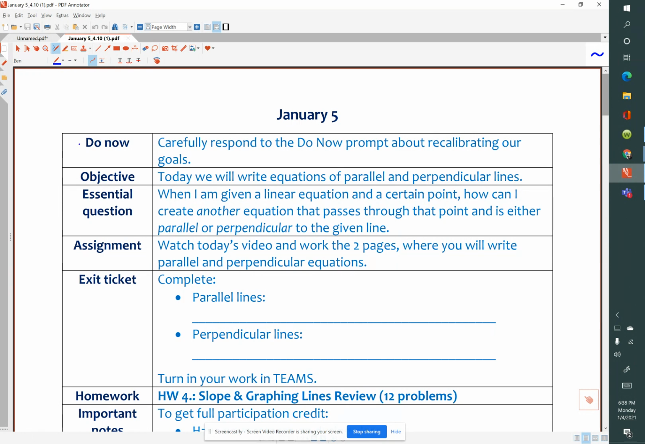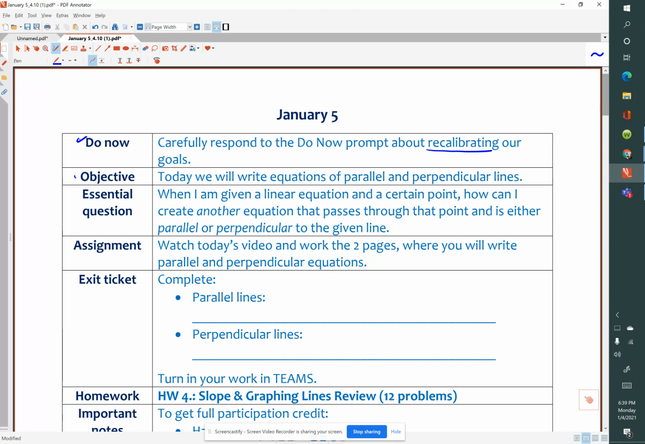So let's get started. We'll start today with our do now, which is a prompt about recalibrating our goals, in other words, readjusting our goals. Often we may have to readjust them downward a little bit just to make them more realistic.